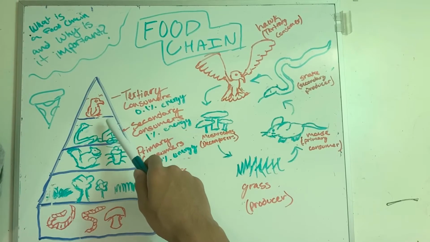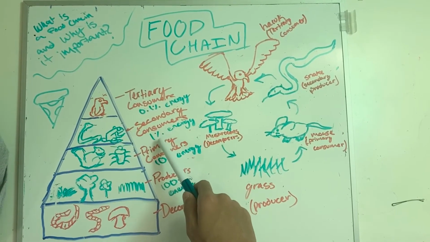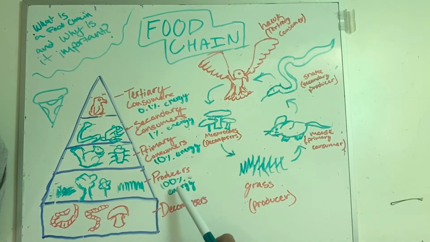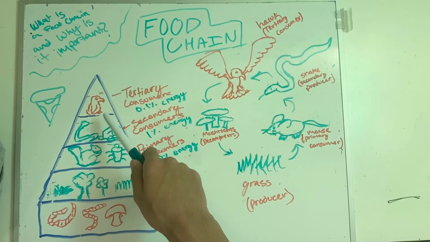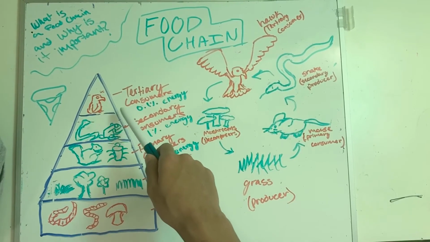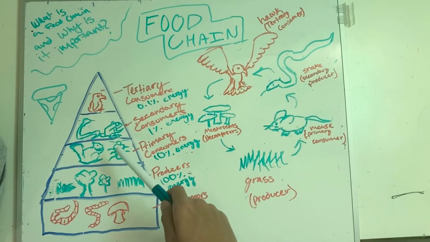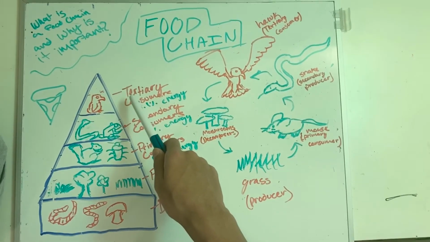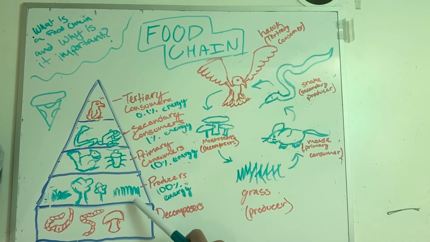Tertiary consumers prey on secondary consumers and only get 1/10 of the secondary consumer's energy, or 0.1% of the producer's original 100%. In this particular ecosystem, the hawk is a tertiary consumer. Finally, decomposers take apex predators or tertiary consumers and turn them into nutrients to supply the producers with nutrient-rich soil.